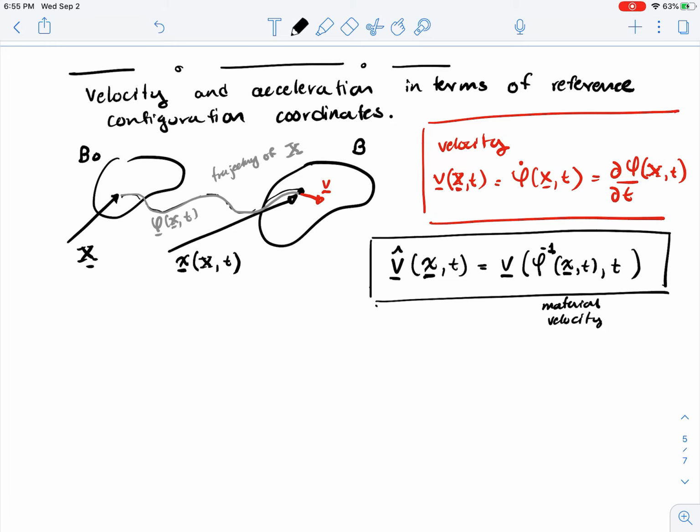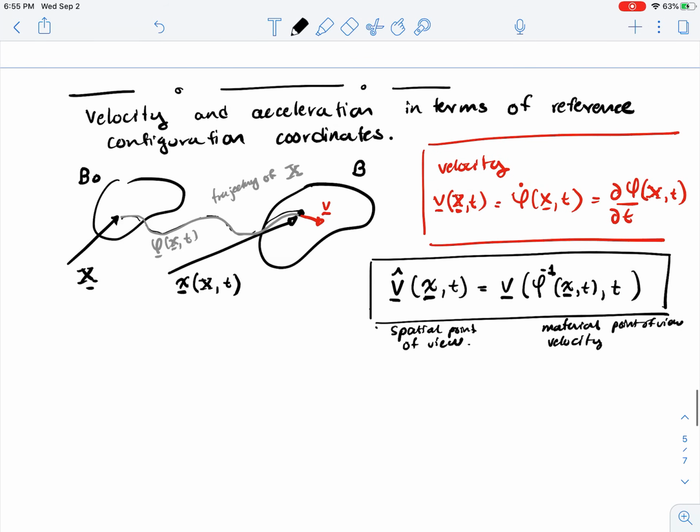And so this is the material point of view. I mean, it's the same velocity. And this is the spatial point of view.